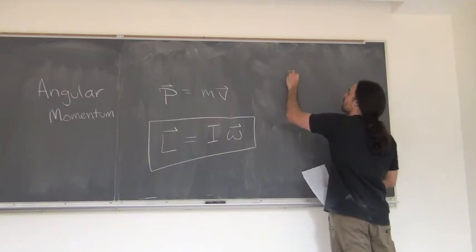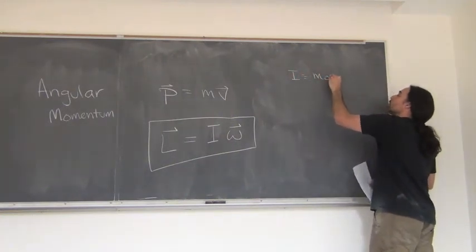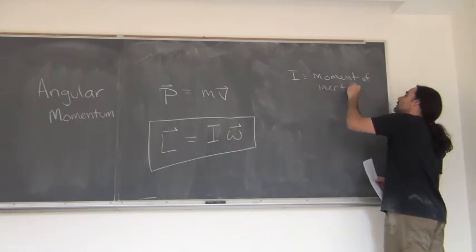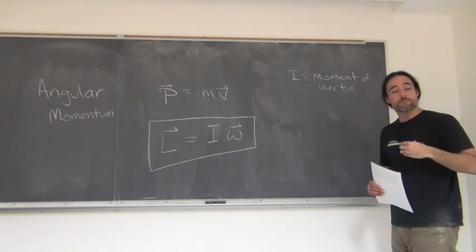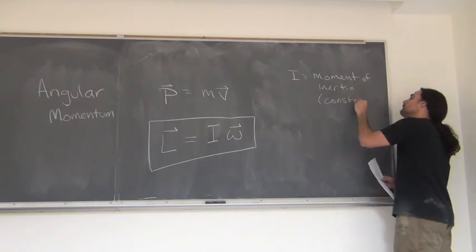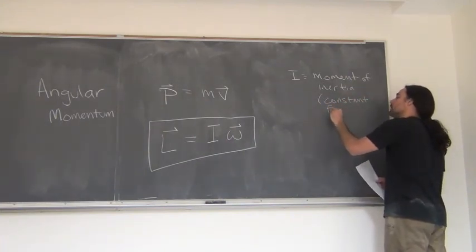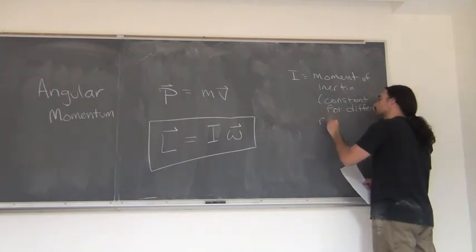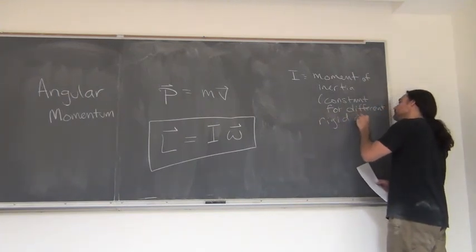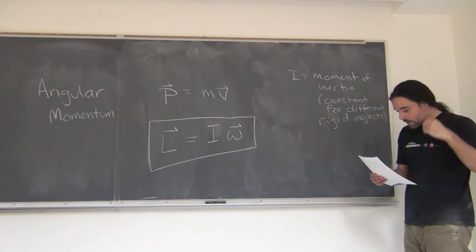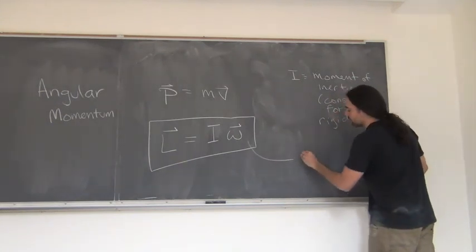Couple of notes to make. Again, that's your moment of inertia, which for a rigid object should be mostly constant. It's going to be constant for different rigid objects. And again, omega is just your angular velocity.